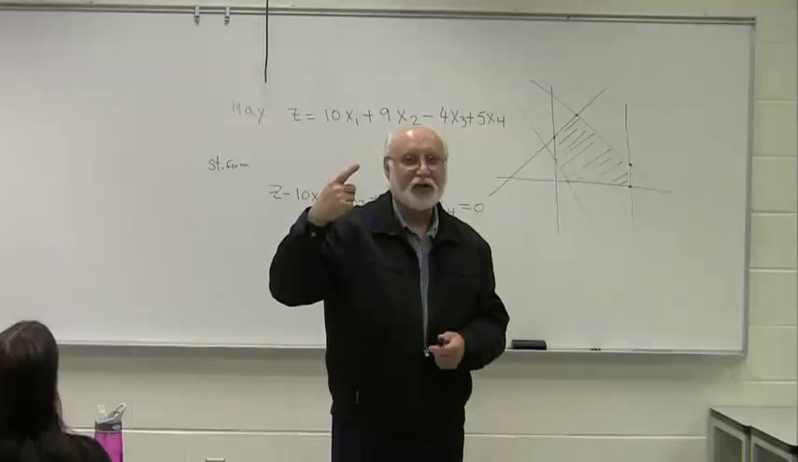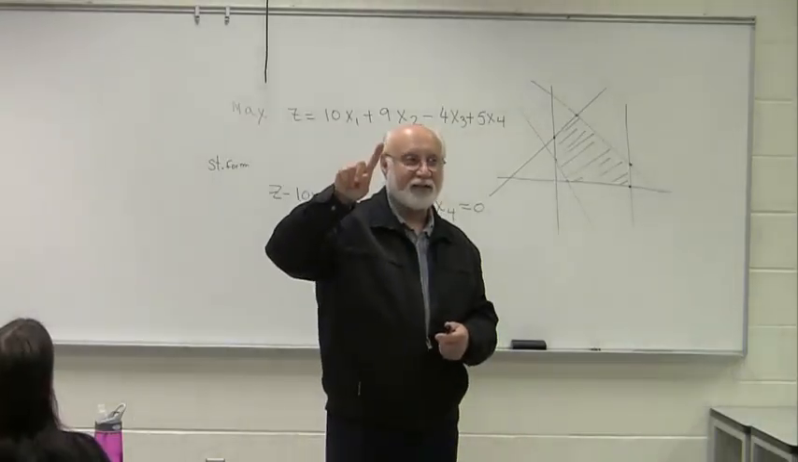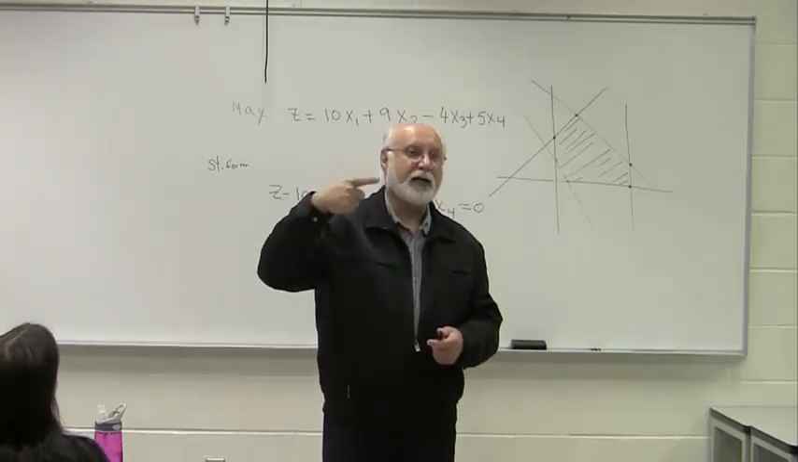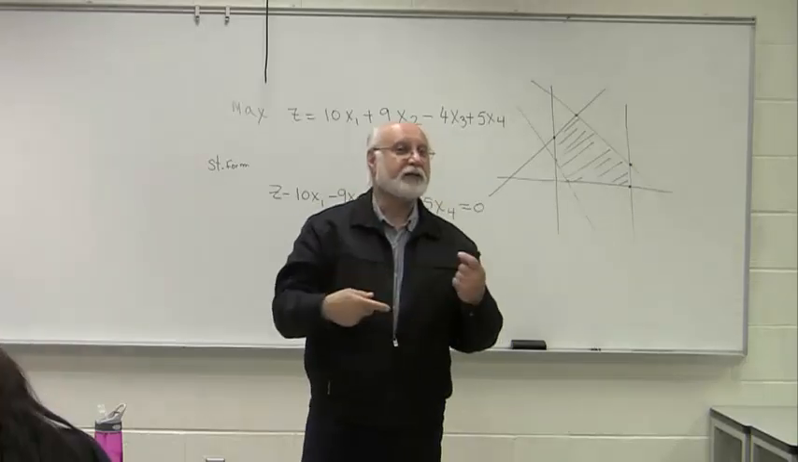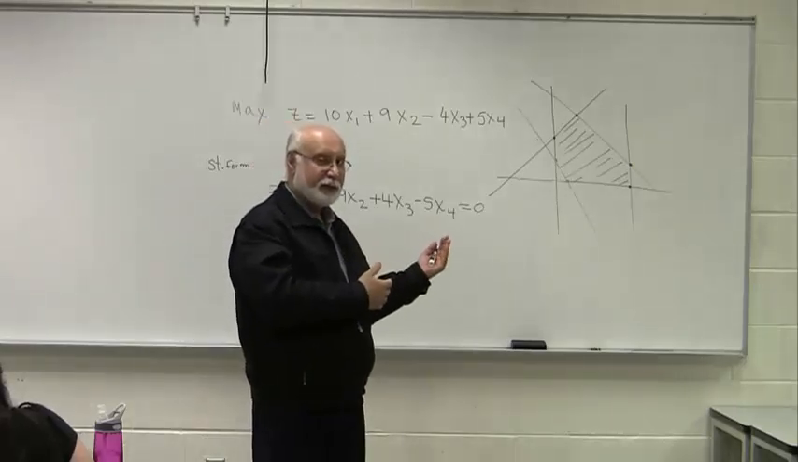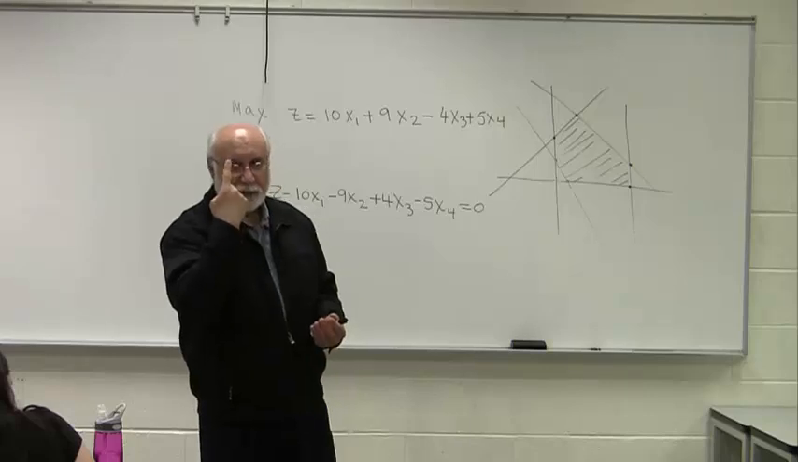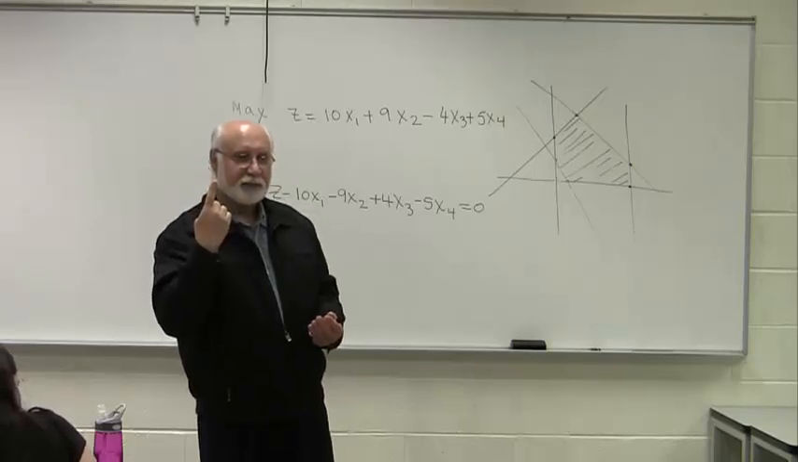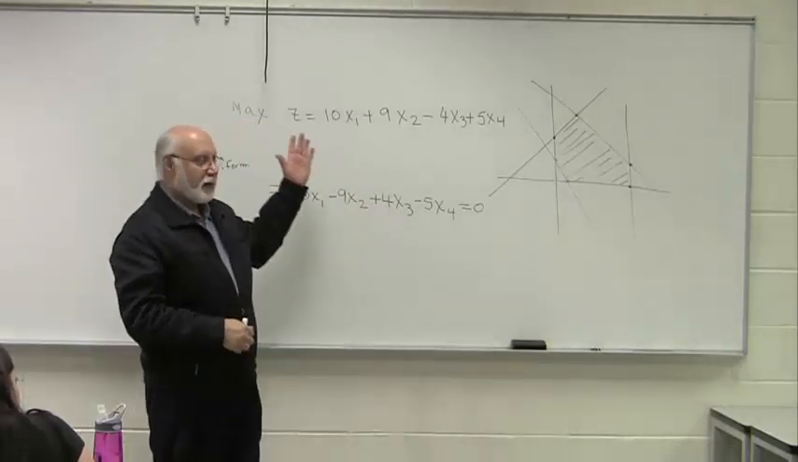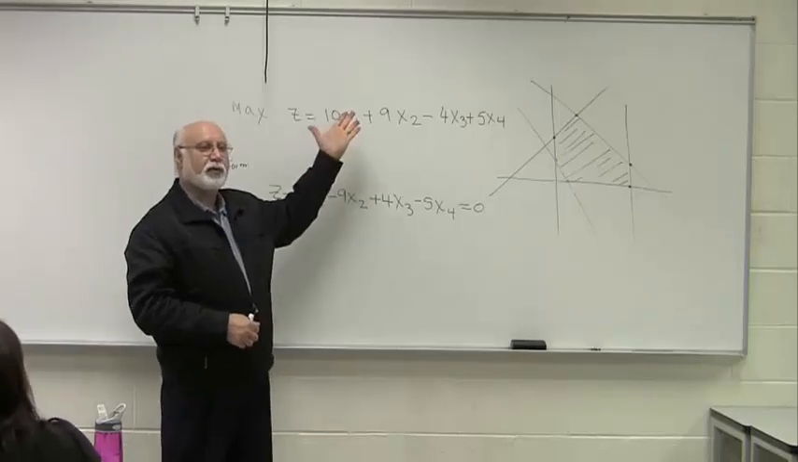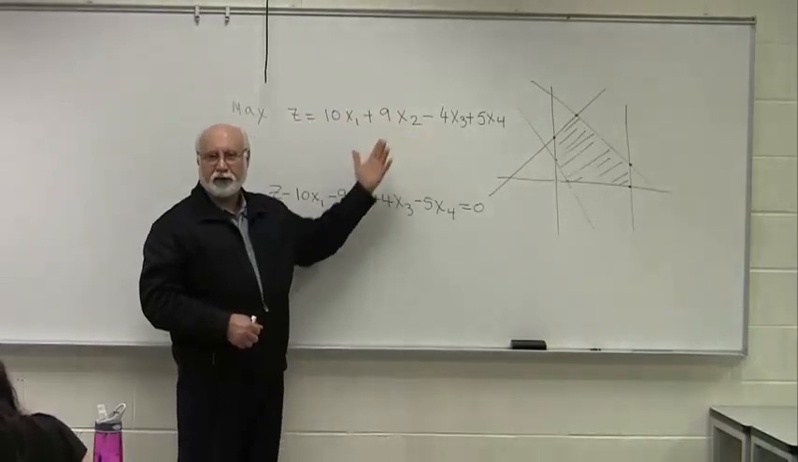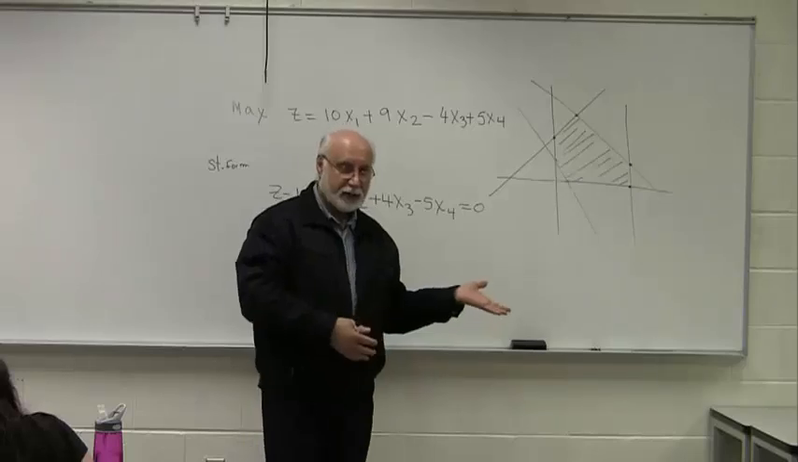Why one at a time? The adjacent is the key point. You're trying to go to an adjacent extreme point. And an adjacent extreme point is an extreme point that is different from the previous one only in one variable. That's what we're talking about, one variable at a time. So I can increase one variable to what I want, whatever it is.